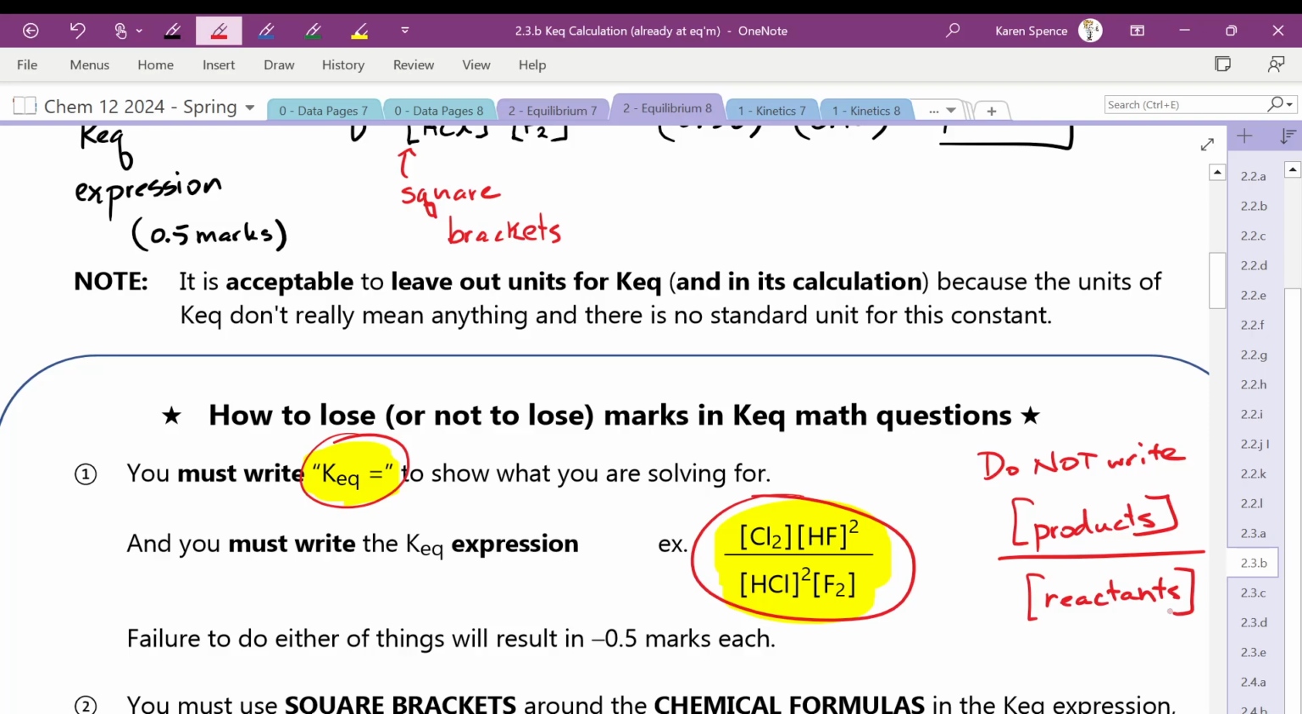Okay, that's not specific enough. You have to put in the actual products and the actual reactants. Does that make sense? You can't just say products and hope for the best. Okay, you actually have to write in the chemical species.